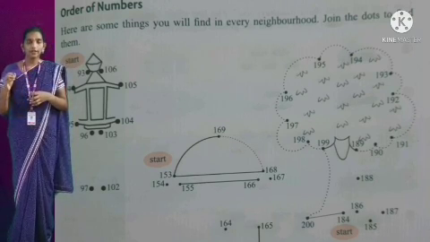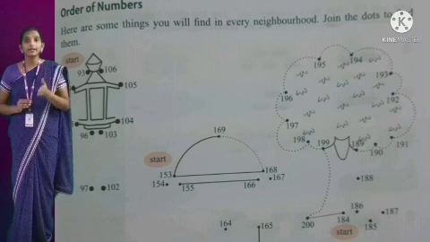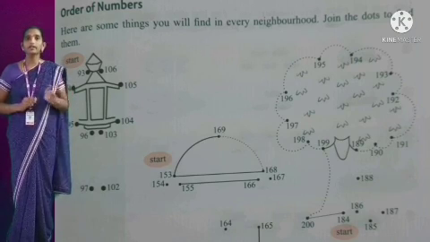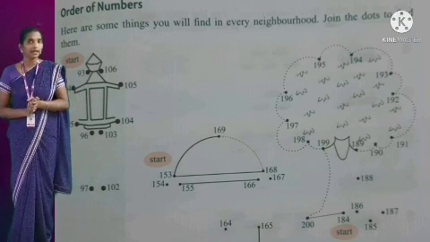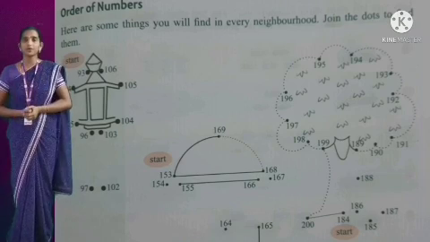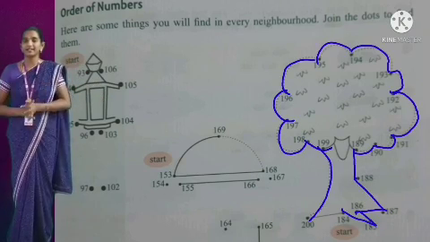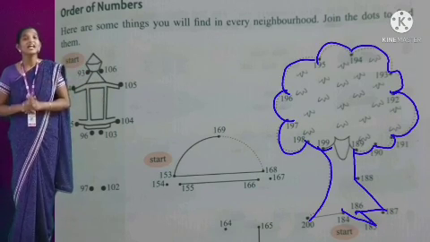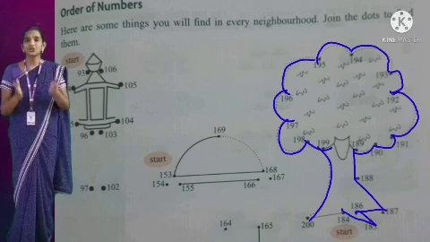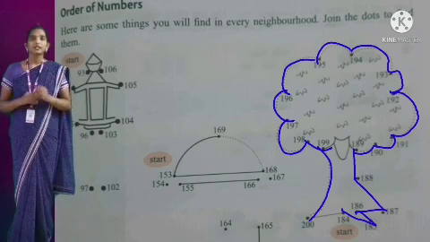Now if you join all these dots from 184 to 200, so you will get an image that gives oxygen to us, which is green in color. Yes, so what is that image? It is the image of a tree. Very good.